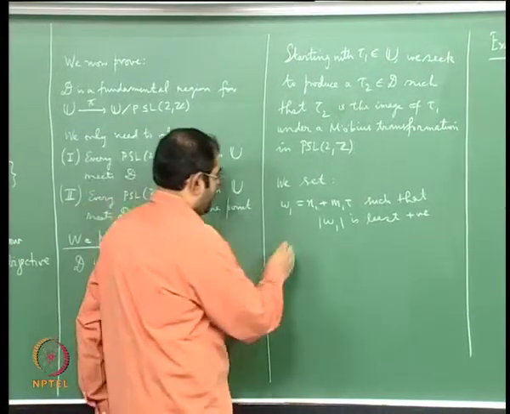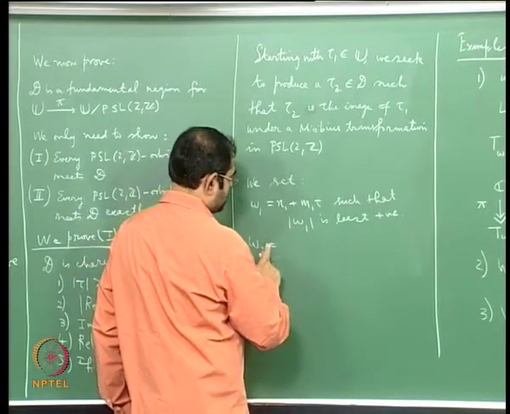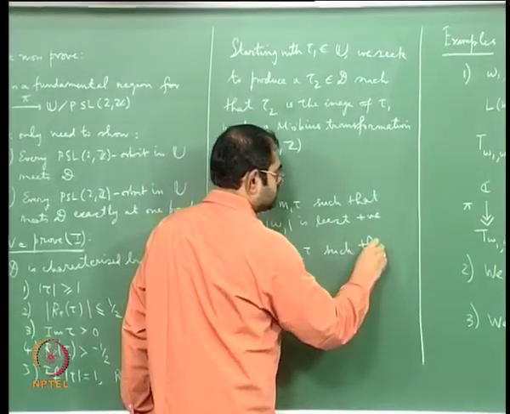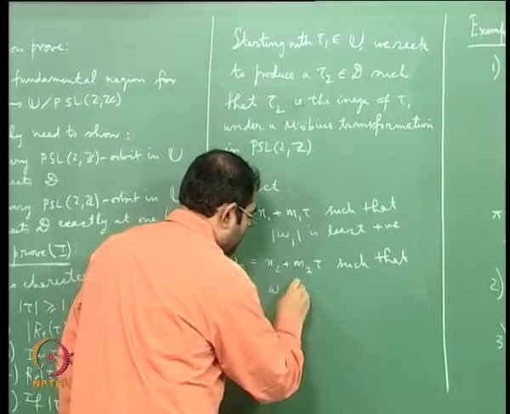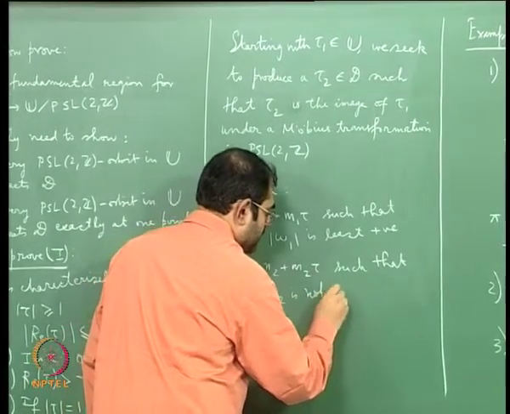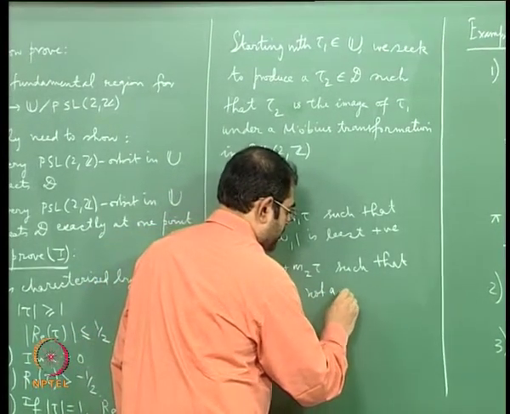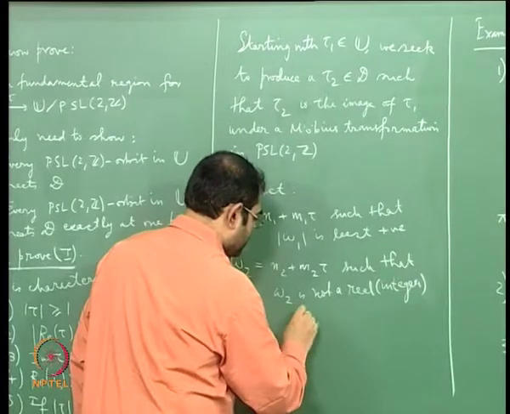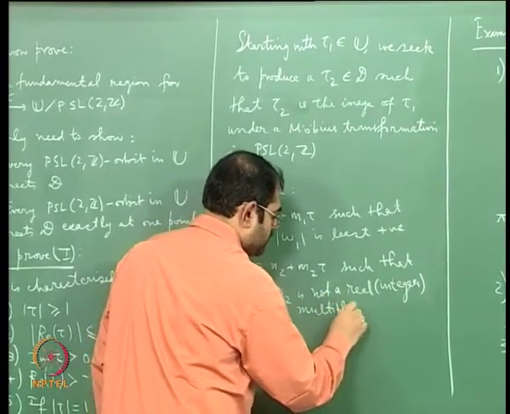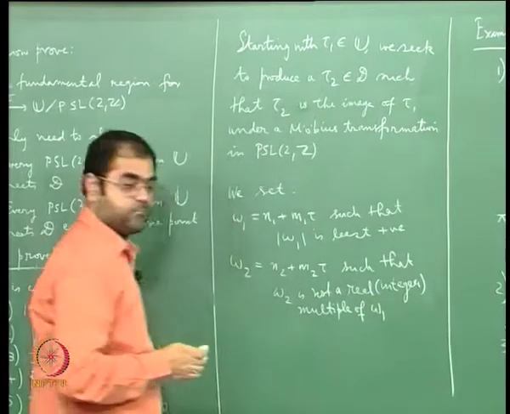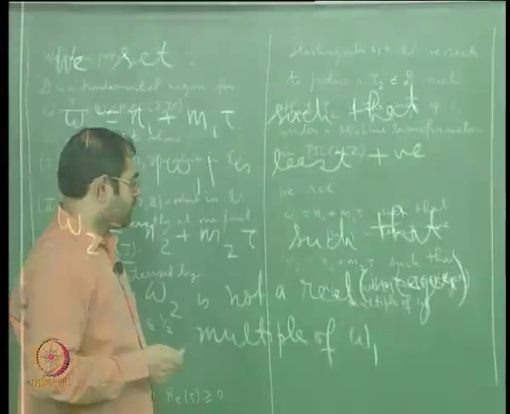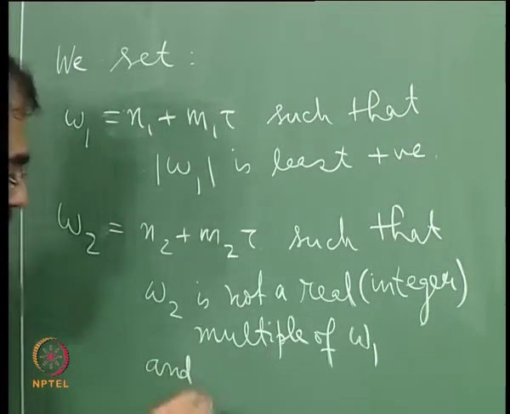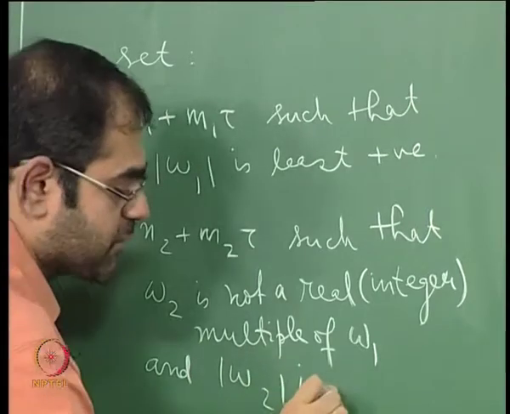So omega 2 is equal to n2 plus m2 tau such that omega 2 is not a real multiple, of course it has to be an integer multiple, of omega 1, and mod omega 2 is least positive.